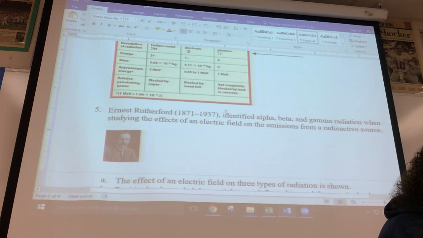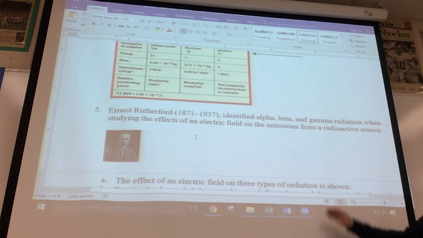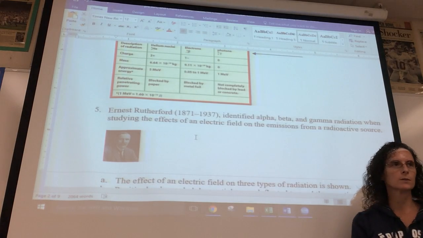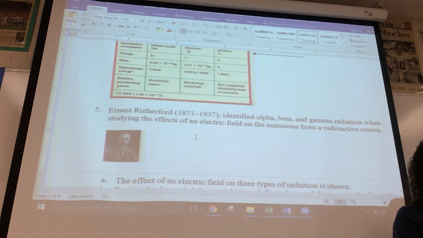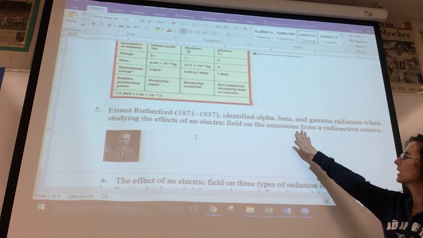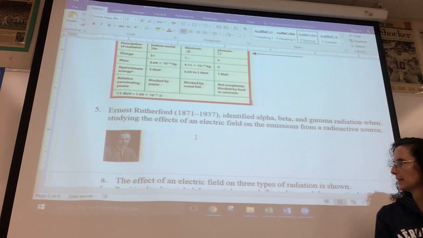Rutherford identified alpha, beta, and gamma radiation when he was looking at the effects of an electric field on emissions from a radioactive source. And we've talked about Rutherford previously. What was his other discovery? He had that gold foil experiment, and what did that show? It showed that the protons were confined in a dense nuclear core. And so doing that work, he also discovered alpha, beta, and gamma radiation.